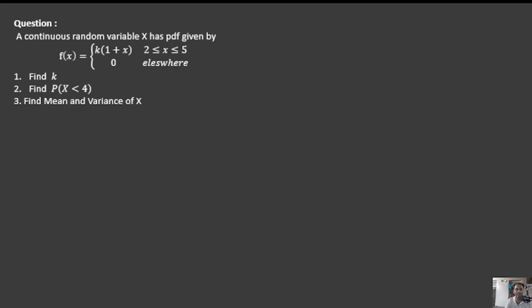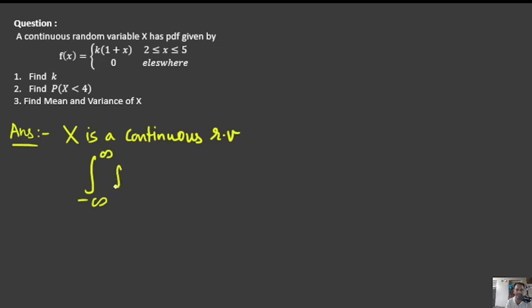Now see, when this question is given to us, we are expected to write certain things before it, so that the foundation of the answer becomes proper. So the first thing we note down from the question is that x is a continuous random variable. Having said that, we now know one property of the PDF for a random variable, that the integration from minus infinity to infinity of f(x) dx is 1.